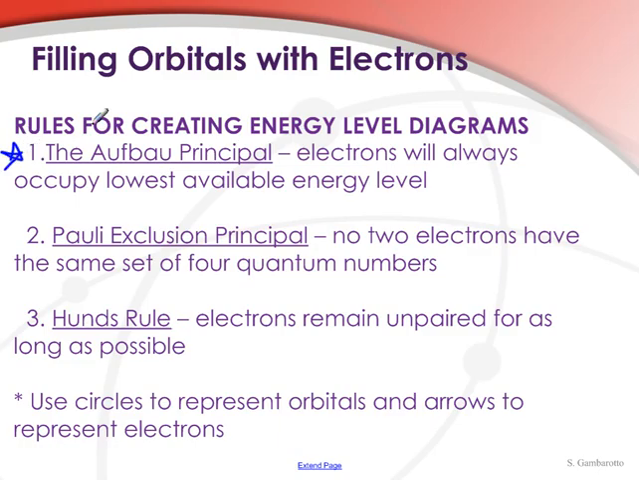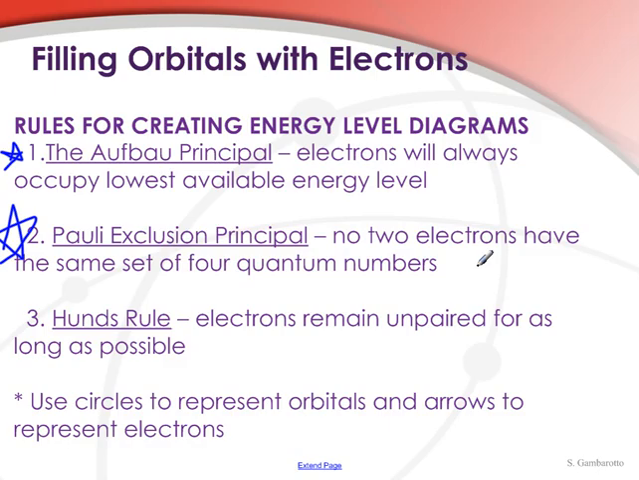So the first, the Aufbau principle. Electrons will always occupy the lowest available energy level. We've already talked about that being a rule, so that's what the Aufbau principle is. The Pauli exclusion principle says that no 2 electrons have the same set of 4 quantum numbers. And we started to look at that in the last lecture when we were looking at your n, l, ml, and ms values.